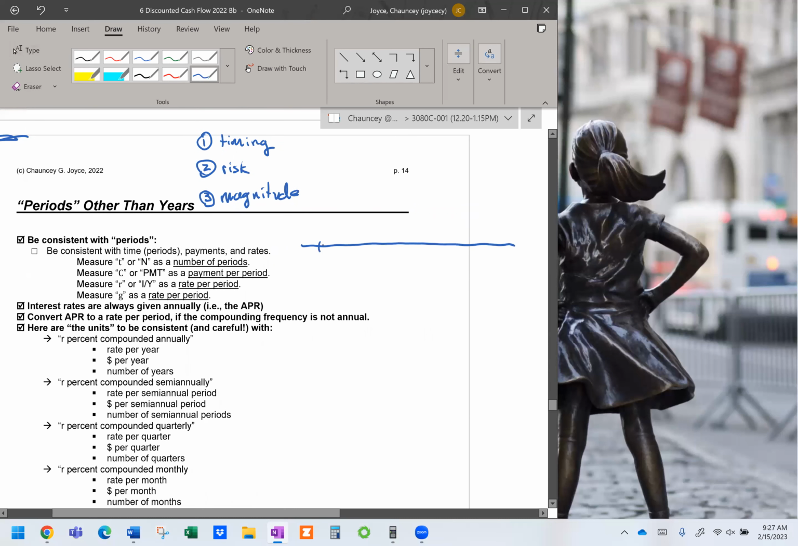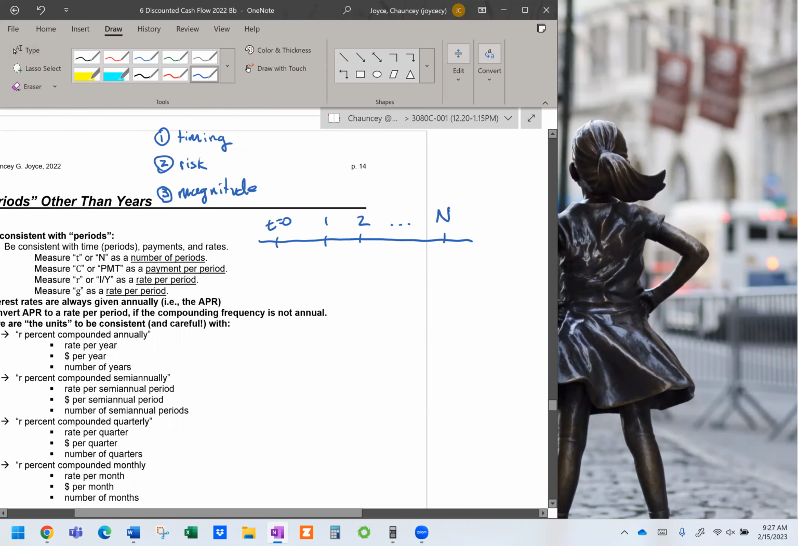In terms of timing, now we're just going to measure periods instead of years. So all the way up through n periods. So imagine like a monthly car loan, for example. We would now just be measuring time in months. And if you are making monthly payments, you have a payment per month. So time in months, payment in months, and then your discount rate in order to be consistent also needs to be a rate per month.